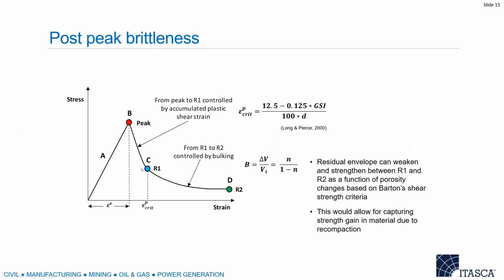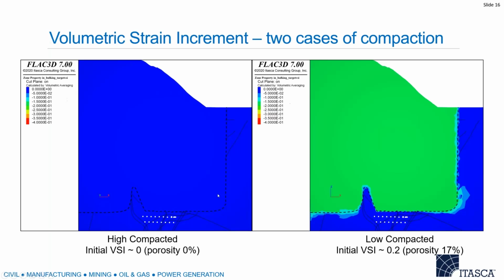So past residual 1, the behavior of the model is controlled by bulking. This bulking is the change in the volume over the initial volume of the zone, or a function of porosity. And the beauty of this approach is that your strength envelope can move between this point C and D as a function of the volumetric strain increment, or bulking. Then this would capture the strength gain due to recompaction, or strength loss due to introducing more bulking to the rock mass. So you can basically move back and forth between C and D.